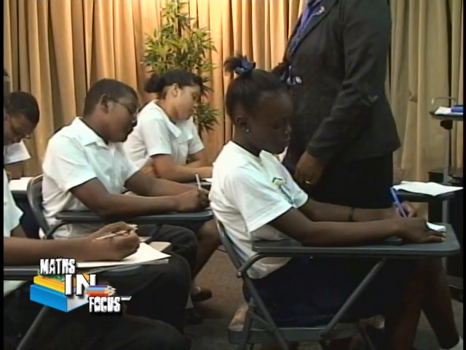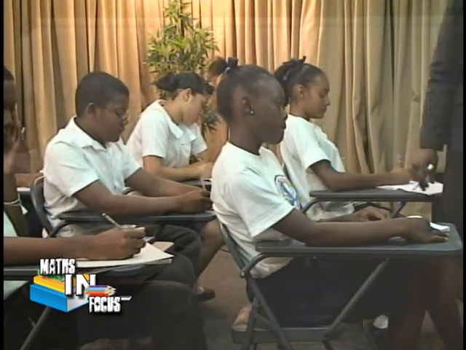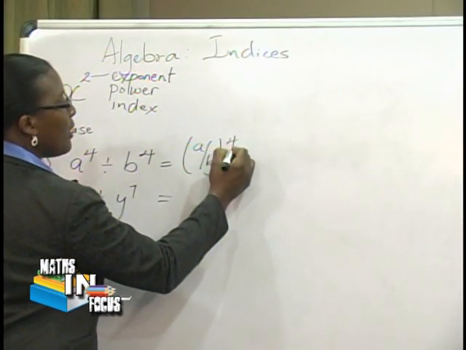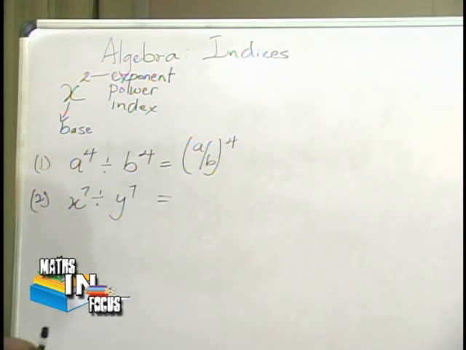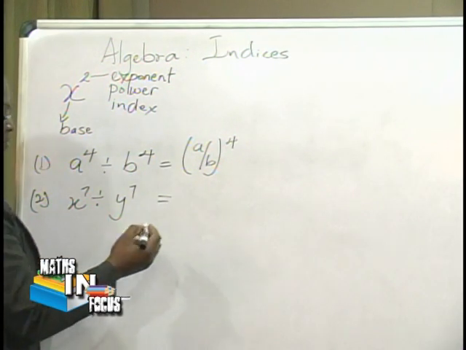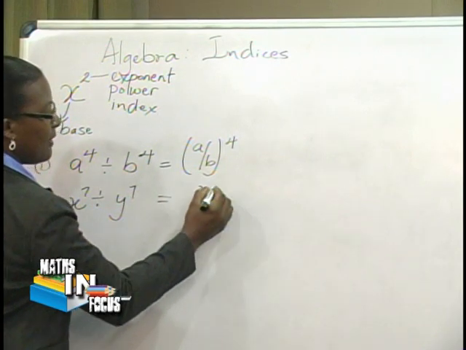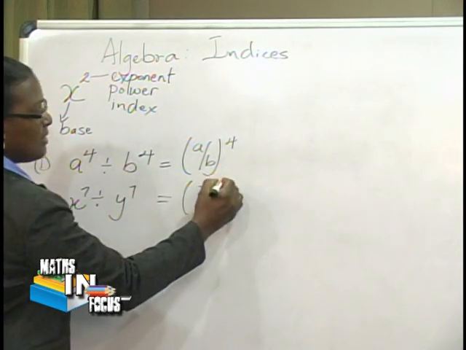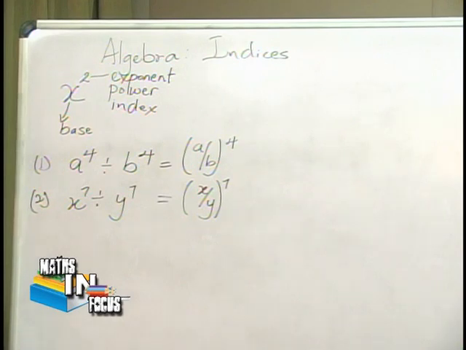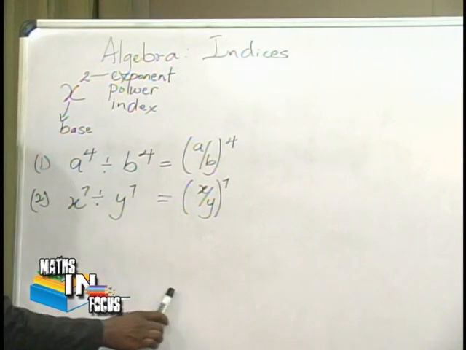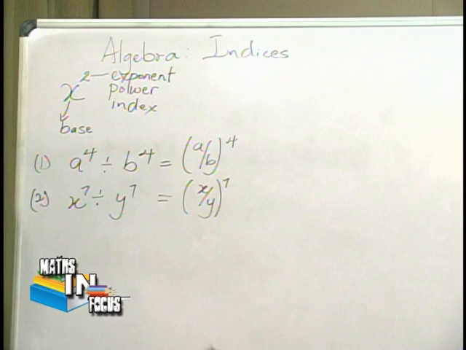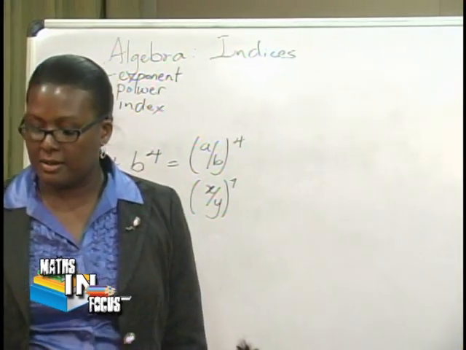Yes, Matthew, what did you get for the first one? A upon B, all raised to the fourth power. And let me hear what you got for the second one. X upon Y, all raised to the seventh power. And if we were to do 50 more like these, we'd come up with similar answers. So I want you to write your statement at the bottom. Your concluding statement.